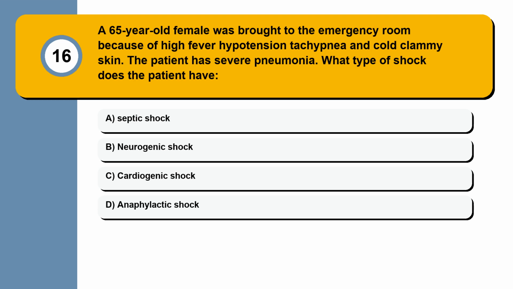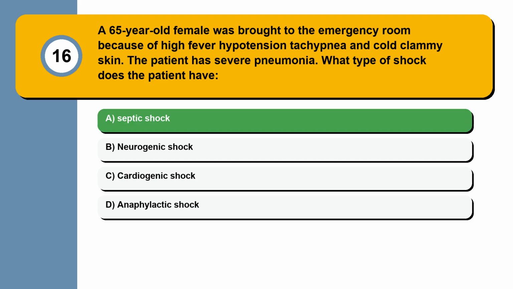Question 16. A 65-year-old female was brought to the emergency room because of high fever, hypotension, tachypnea, and cold, clammy skin. The patient has severe pneumonia. What type of shock does the patient have? Here are your options. Option A, septic shock. Option B, neurogenic shock. Option C, cardiogenic shock. Option D, anaphylactic shock. The correct answer is option A, septic shock.